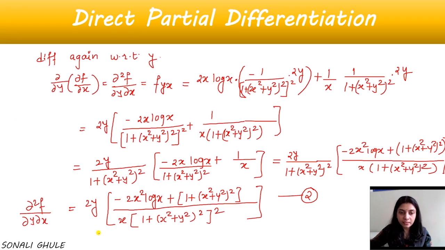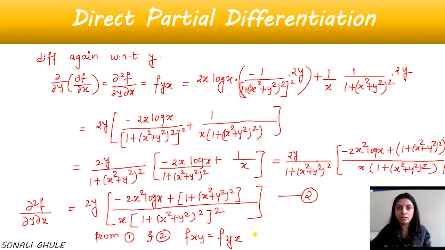So from 1 and 2, what we can say? From 1 and 2, we can say fxy is equal to fyx. So from this example you must have understood we have to solve examples very carefully. Small mistakes also make our example wrong. Okay, so solve the examples carefully, use the differentiation carefully.